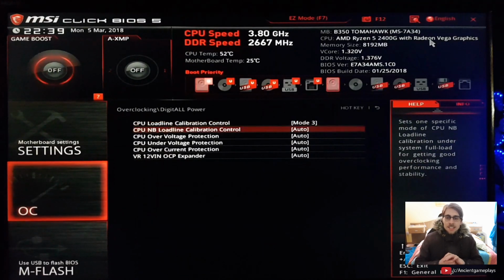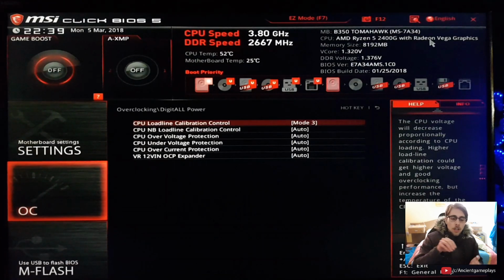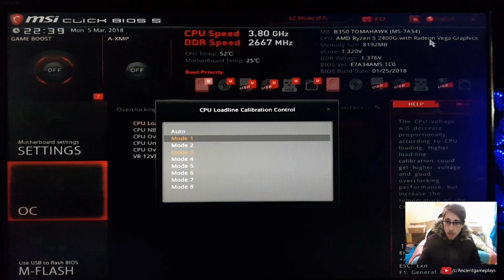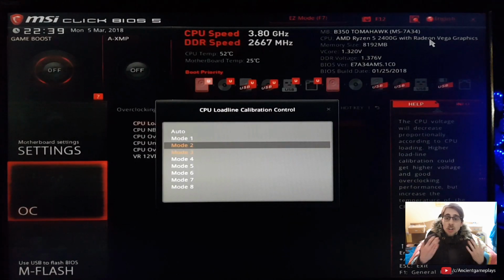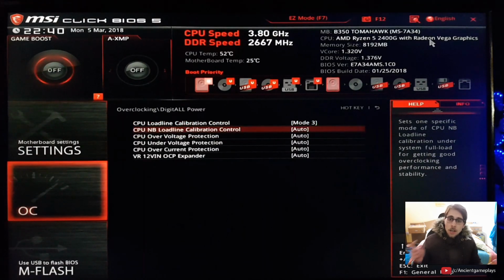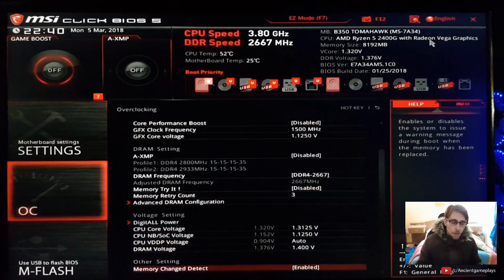Load line calibration is how the board makes the voltage higher or lower when on load. Mode 3 on this MSI B350 Tomahawk almost equals the normal voltage with the load voltage. Imagine I selected 1.32 volts, so the load voltage will be 1.32 volts as well. You have several modes: modes 2 and 1 are more aggressive, and the higher number modes are less aggressive, so less voltage on load, and the smaller numbers have more voltage on load.